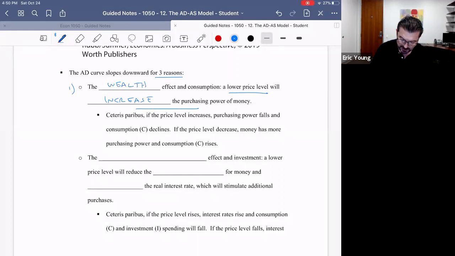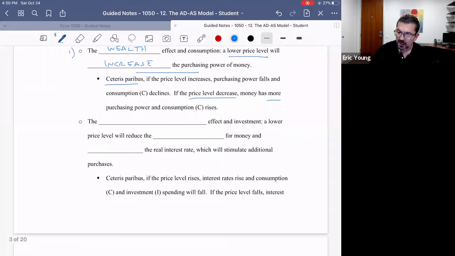Specifically, the relationship would be this, okay? Ceteris paribus, all else equal. If the price level increases, purchasing power falls and consumption, C, falls. And since consumption is a part of GDP, AD falls. On the other hand, if price levels decrease, your money now has more purchasing power and consumption will rise. So our first reason, the wealth effect. Our second reason for the downward sloping AD curve is what we call the interest rate effect.